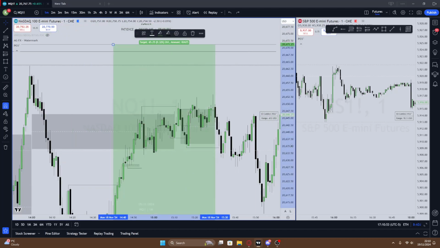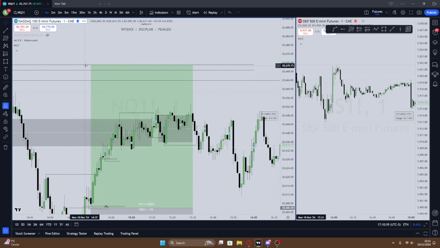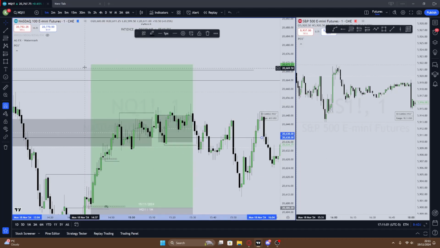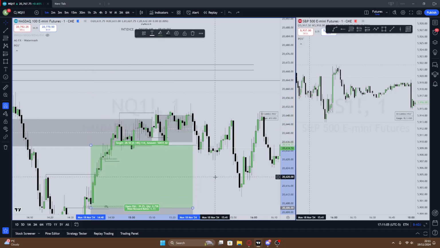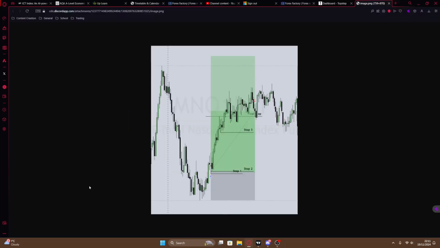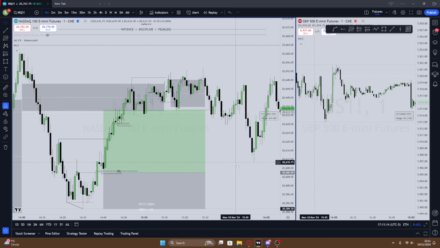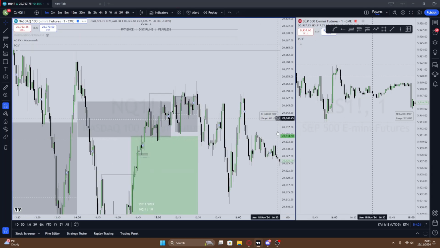Only went in with 1 micro here because I am trading PM session, but either way it's okay. It was actually a really good trade. 1 to 1.73, was it? Oh yeah. Okay, so full TP was 1 to 1.73, which is okay, not bad.